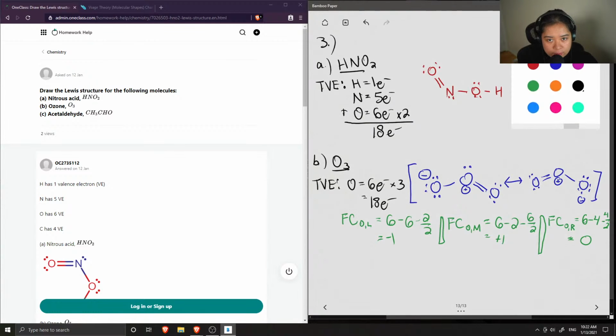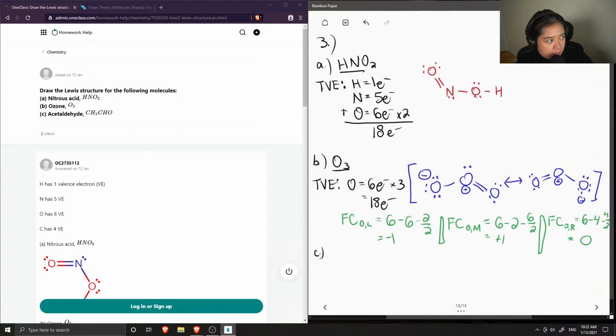Okay, so now let's move on to part C of this question. Lewis structure of acetaldehyde.